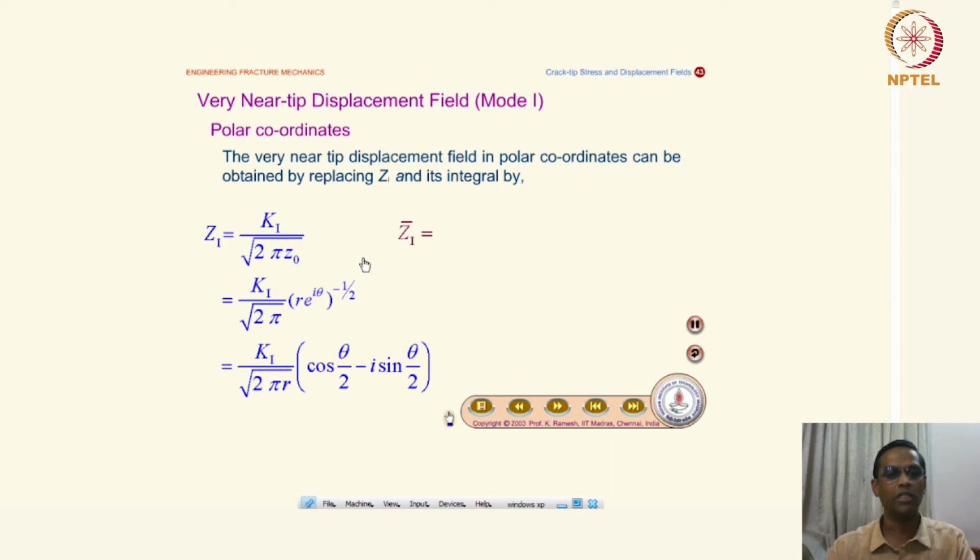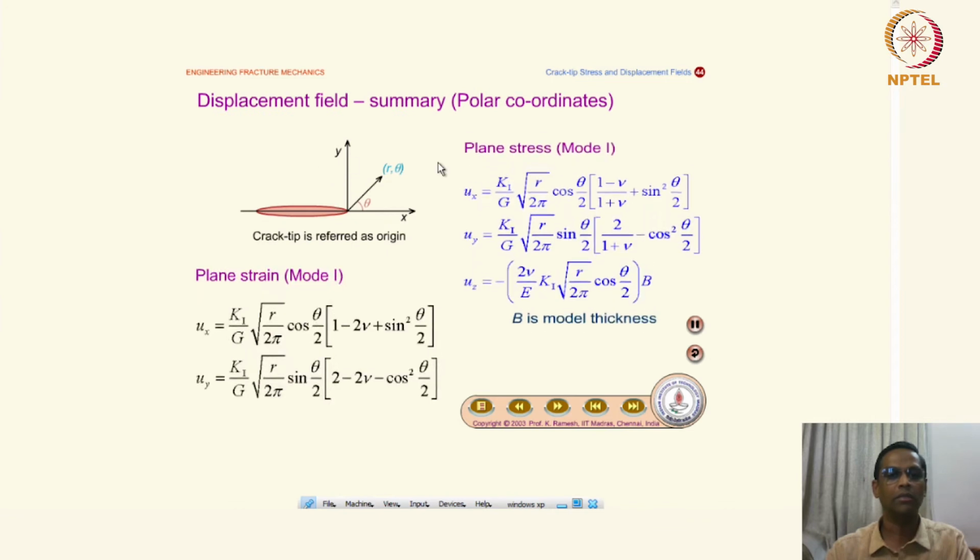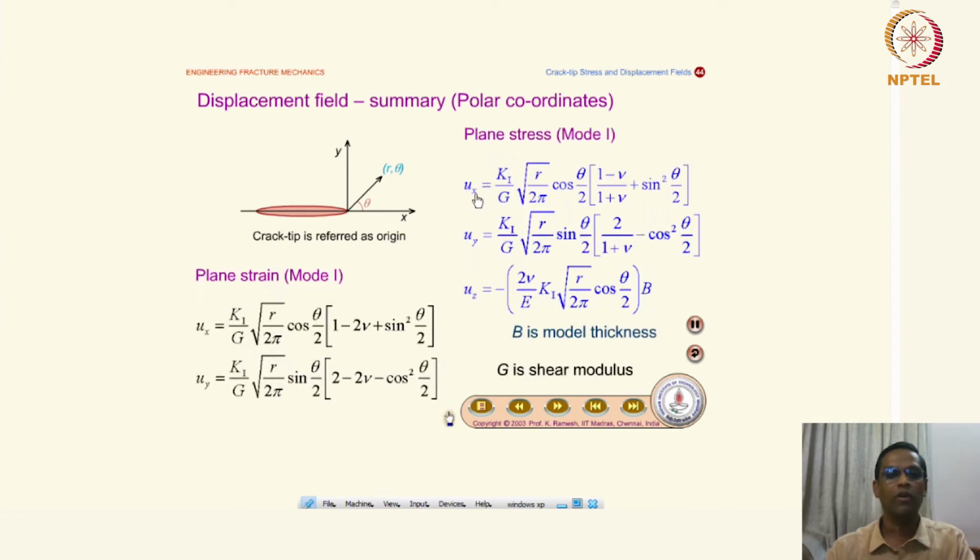Z1 bar of this expression is nothing but 2 by pi to the power half into k1 times square root of z0. So z0 we can write in terms of r comma theta, like we wrote in the stress field equation. We can write it like this. So you get these two terms. Then now we can write the displacement field also in terms of r comma theta, like this, for plane stress and plane strain.